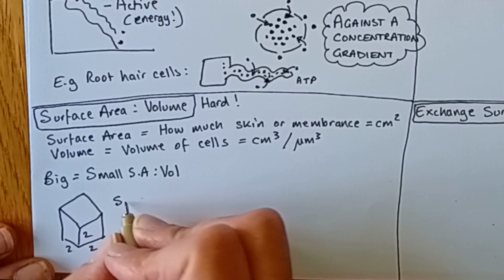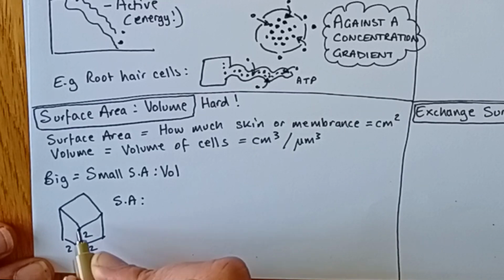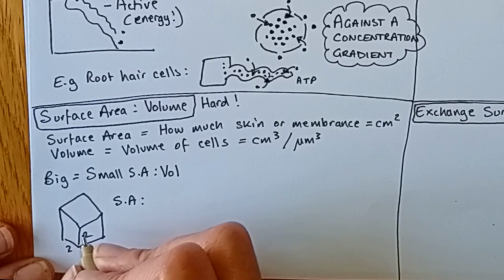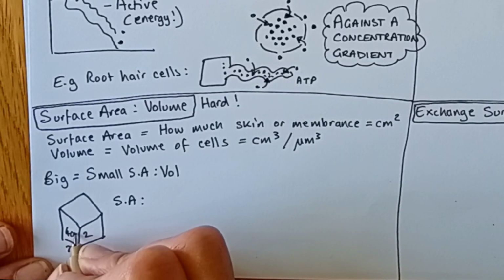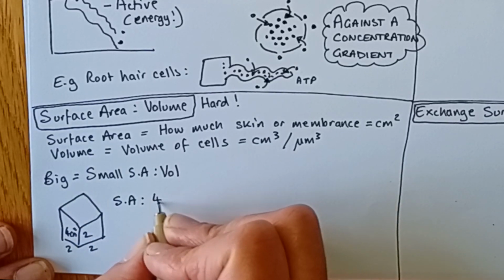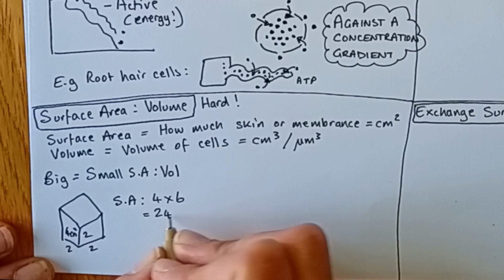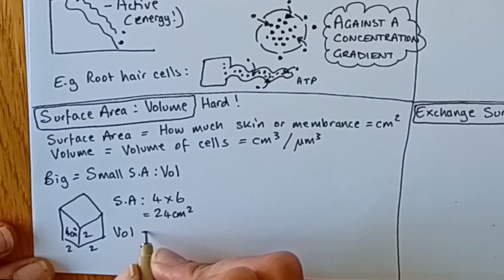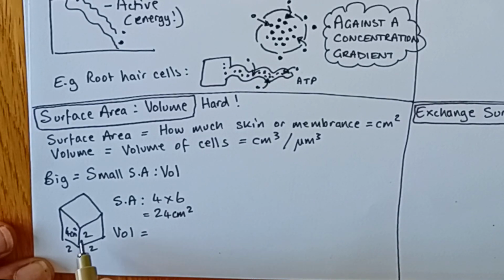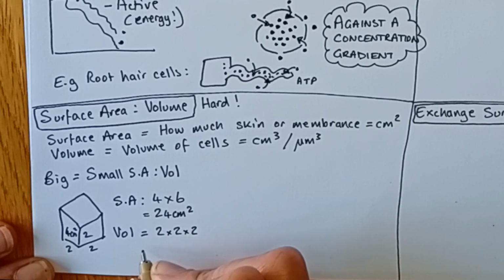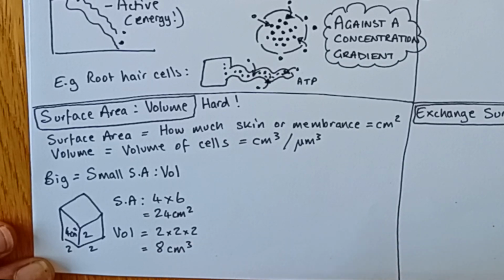If we want to work out the surface area, then we find out the area of one side and we times it by 6 because there are 6 sides in a cube. So 2 by 2 is 4 centimetres squared, and there are 1, 2, 3, 4, 5, 6 sides, so it's 4 times 6, which equals 24 centimetres squared for the surface area. The volume equals 2 times 2 times 2, which equals 2 times 2 is 4, times 2 equals 8 centimetres cubed.